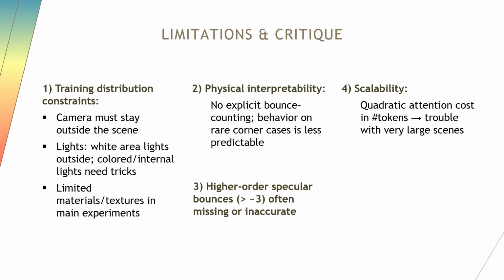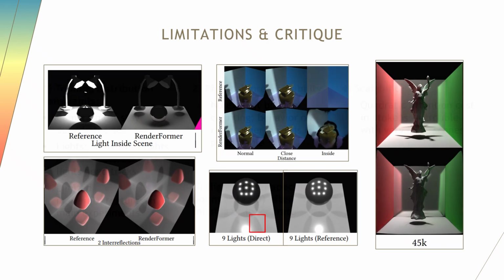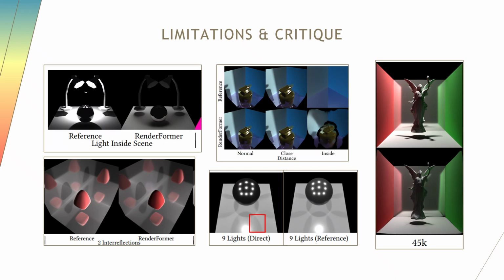Now, second, because transformer attention is quadratic in the number of tokens, scenes with very high triangle counts are difficult, but this is a classic transformer scaling issue, so it's not unique to graphics. Third, from a graphics perspective, there is no explicit physical model of bounces at inference time. We lose some of the nice guarantees and controllability of the rendering equation. The network approximates it, but its behavior on rare corner cases is harder to reason about and debug. But I guess this can be a nice compromise. Here are some examples.